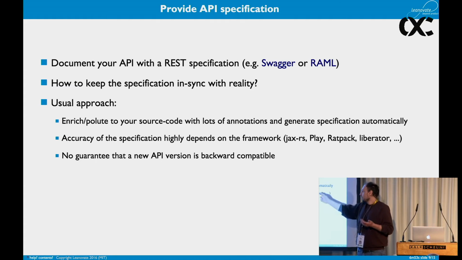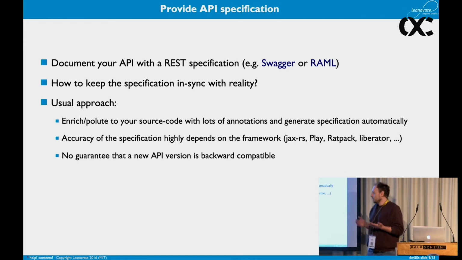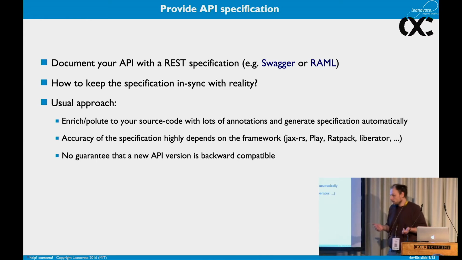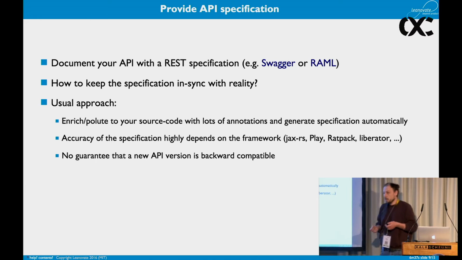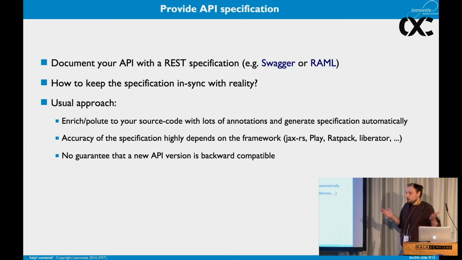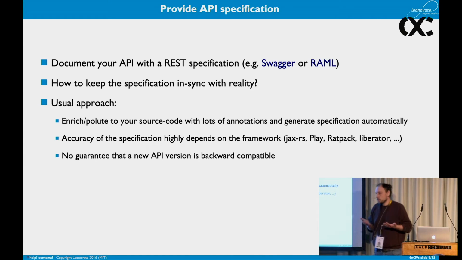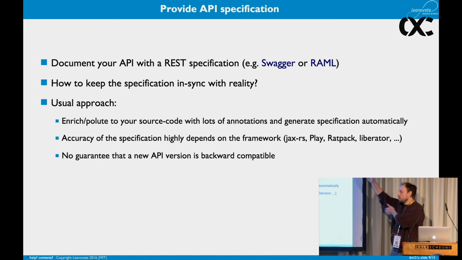But the bad part is that this highly depends on the kind of web framework you're using. JAX-RS, for example, is very well supported by Swagger. For something like Restx, or if you want to go further away from this, like Liberator from Clojure, there's mostly no support for this kind of thing. So the accuracy of your specification highly depends on what kind of web framework you're using, and you want freedom of web framework. You don't want to say we are doing Swagger and therefore we are doing JAX-RS. That's not the way to do it.